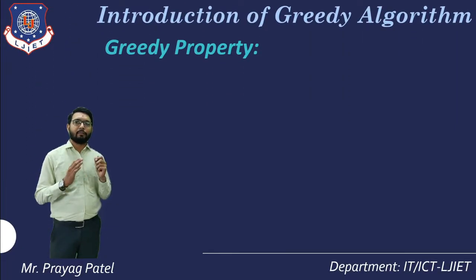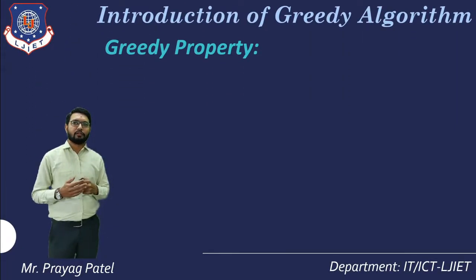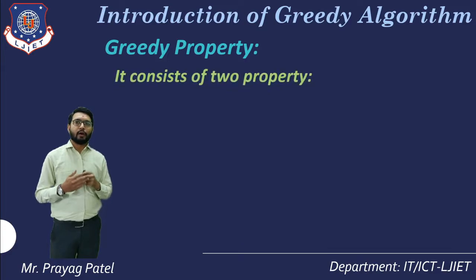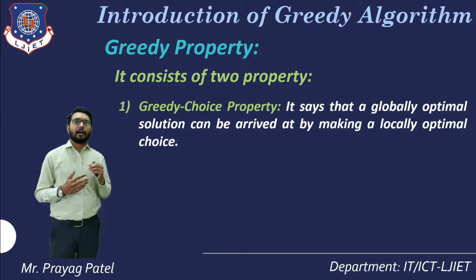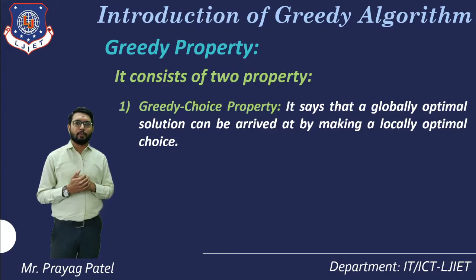Now consider the properties of the greedy method. It's called the greedy property. Now it contains two properties. First one is the greedy choice property. Greedy choice property says that a globally optimal solution can be arrived at by making the locally optimal choice. Means what is a globally optimal solution, and what is a locally optimal solution?